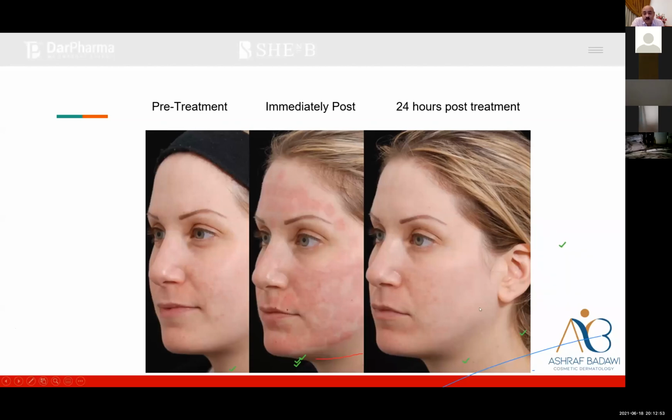However, in 24 hours, we can see the skin back to normal. Usually, this is achieved in a few hours, maybe 2 or 3 hours in most cases, according to my experience. So that's why I can comfortably say that this procedure is associated with no or minimal downtime.